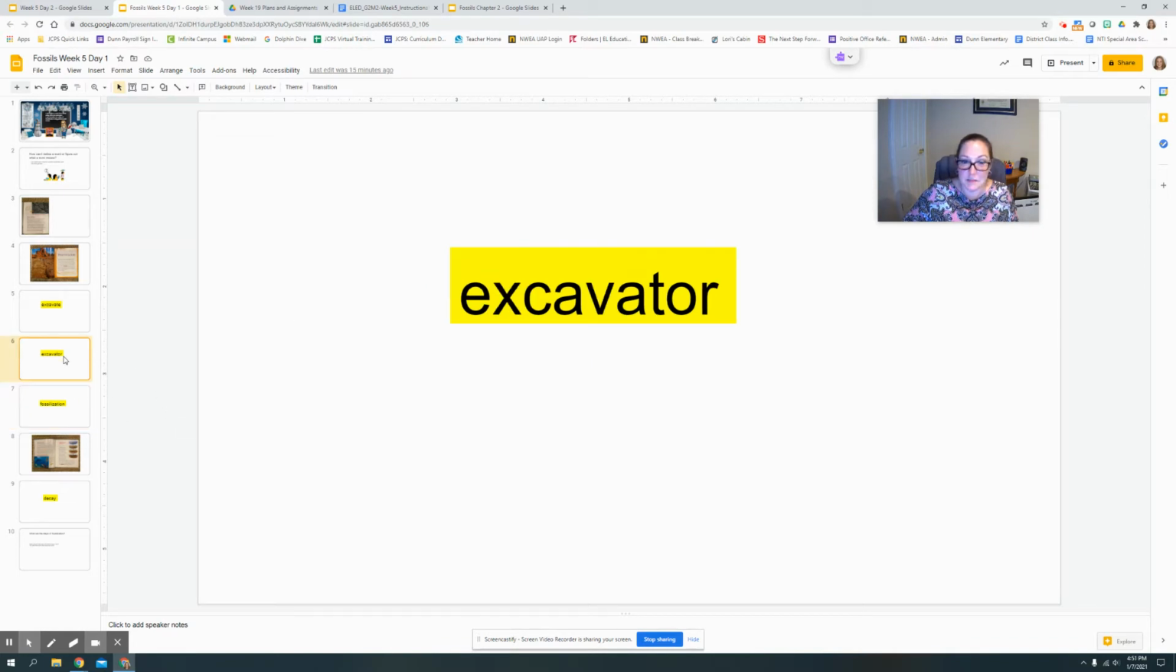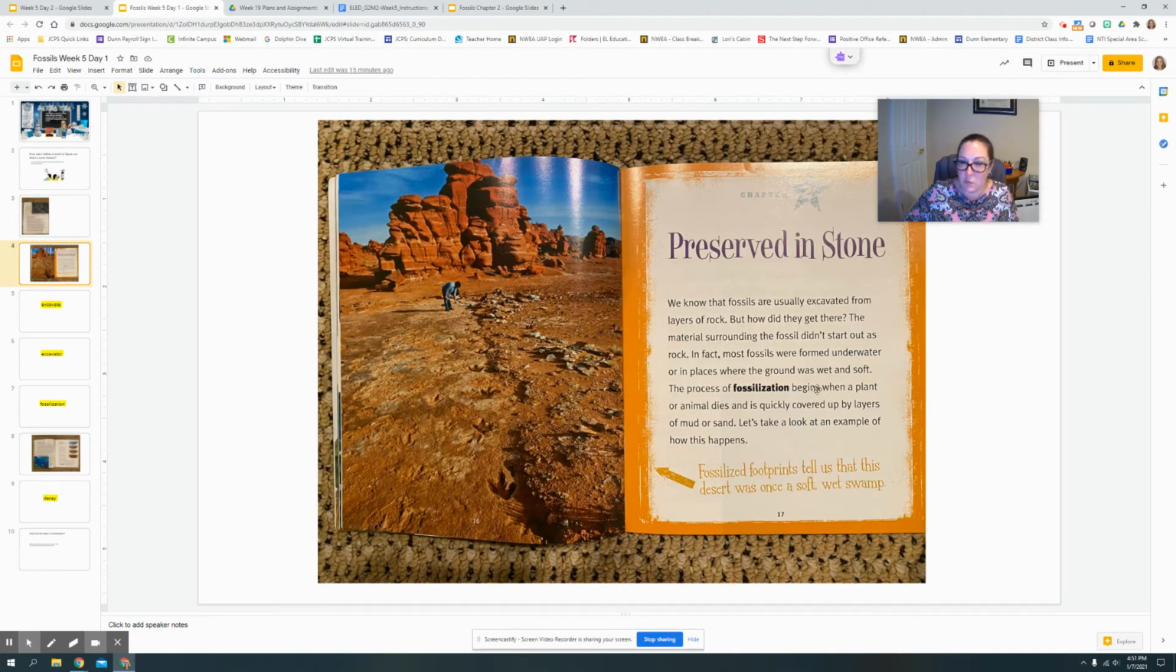Let's see. Did we finish that page? We had one more piece to read here. So we said fossilization begins when a plant or animal dies and is quickly covered up by layers of mud or sand. Let's take a look at an example of how this happens. Fossilized footprints tell us that this desert was once a soft, wet swamp. Okay, so we're going to go take a look at how fossilization happens.